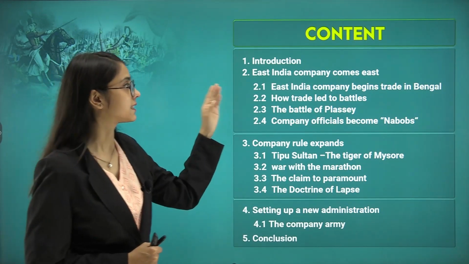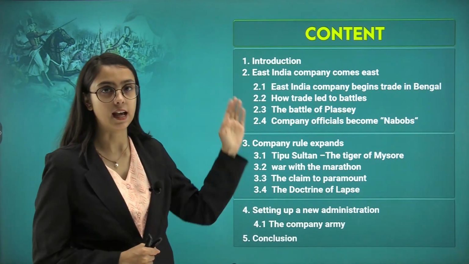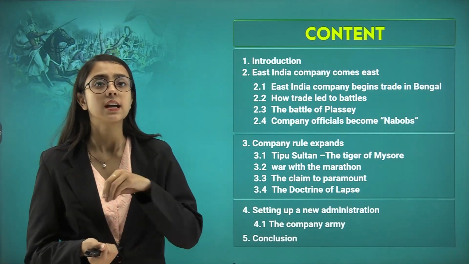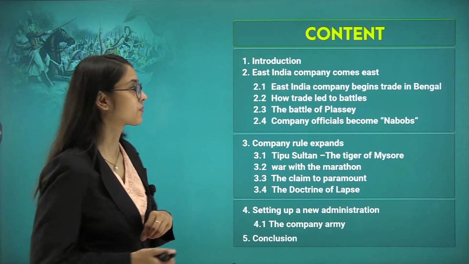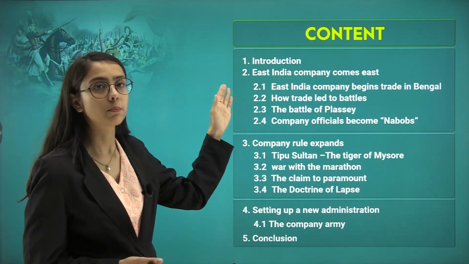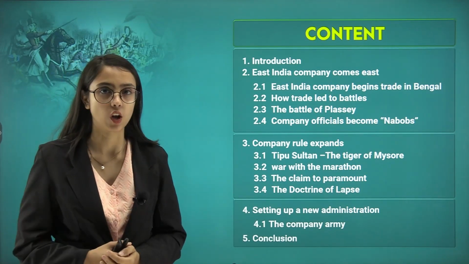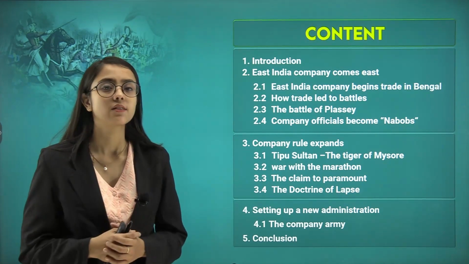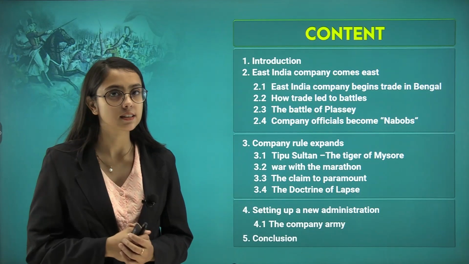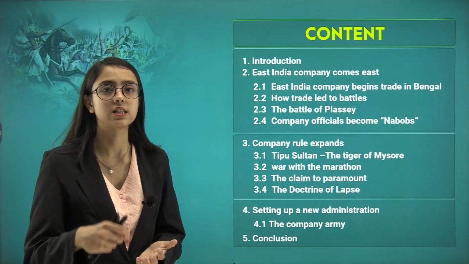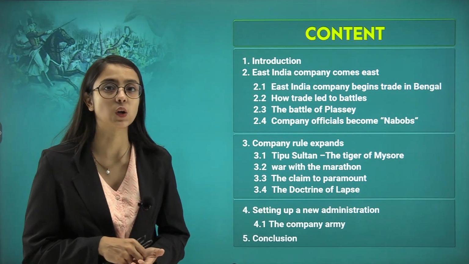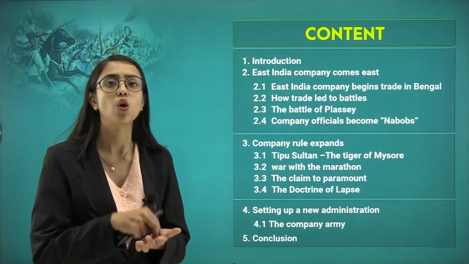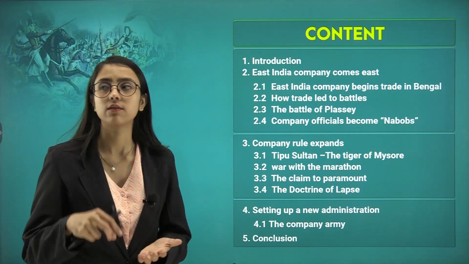First of all, we'll see how the East India Company comes to the East, as in from Britain. It comes towards the East, to India, and how it establishes its feet in India. Then we will see how it begins its trade in Bengal, how the trade and mercantile activity began in Bengal. Since the East India Company established its feet in the Indian subcontinent in Bengal, there were a lot of battles that took place in order to conquer and deal with the revenue system.